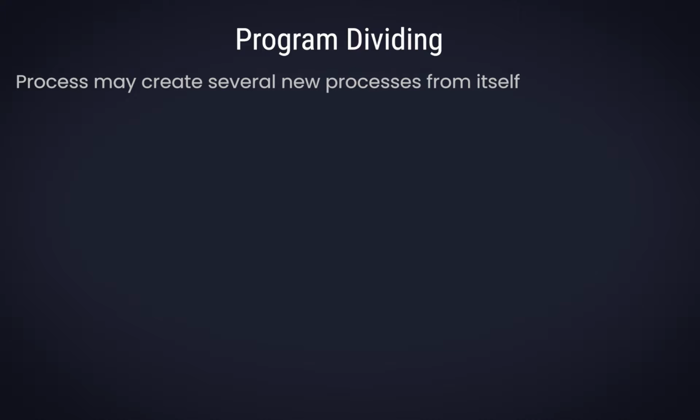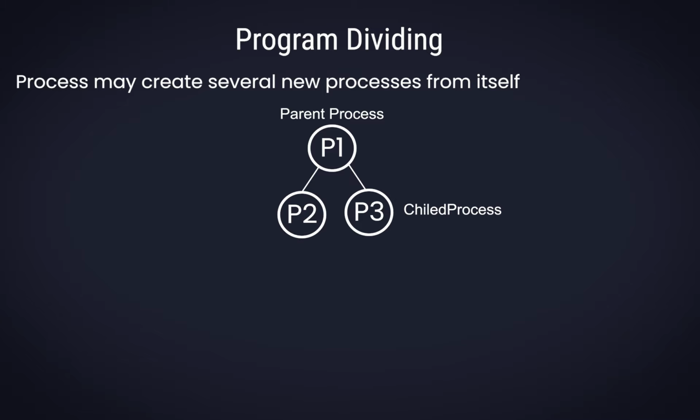And now let's move to the final topic, which is program dividing. A process may create several new processes via a create process system call during the course of the execution. The creating process is called the parent process, and the new processes are called the children of that process. The parent process creates a new process by calling a system call, such as fork.